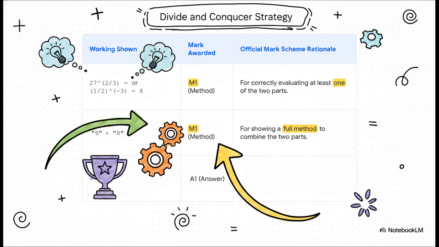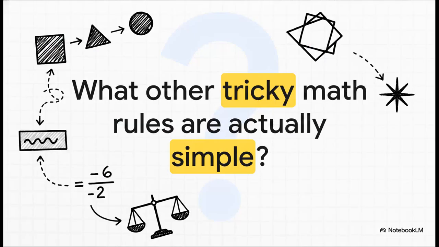You get your first method mark, that's an M1, just for getting one of the parts right. So if you got the 9 or you got the 8, you're already getting marks. See, you don't have to solve the whole thing perfectly to get started. Then you get a second method mark for showing that you knew to add them together. And finally, the A1, the answer mark, is for getting that 17. Our divide and conquer approach, it literally walks you through this mark scheme, making sure you scoop up every single point along the way.